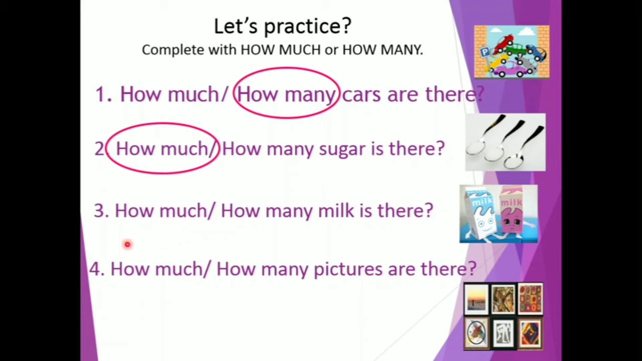Now let's know the quantity of milk. How much or how many milk is there? And we need to complete with how much, because milk is uncountable, right? Remember that every liquid is uncountable, okay? Continuing, we have here pictures, right? Pictures we put on the wall. So we have here how much or how many pictures are there. Remember to complete with how many, because pictures are countable, okay? So this part is pretty simple. You just have to see if the noun is countable or uncountable.